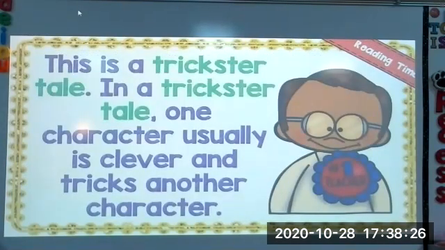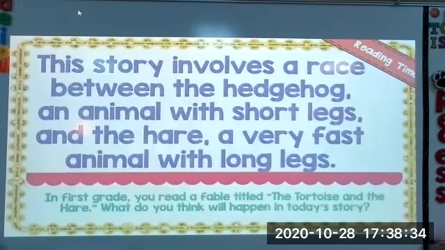So this is another trickster tale. In a trickster tale, one character usually is clever and tricks another character. So in this story, it involves a race between the hedgehog, which is an animal with short legs, and the hare, which is a very fast animal with long legs.